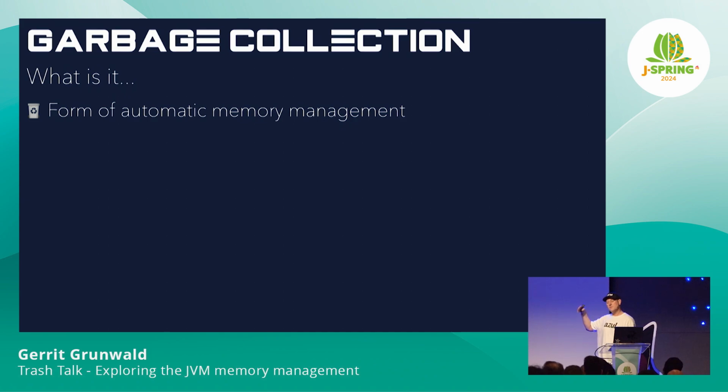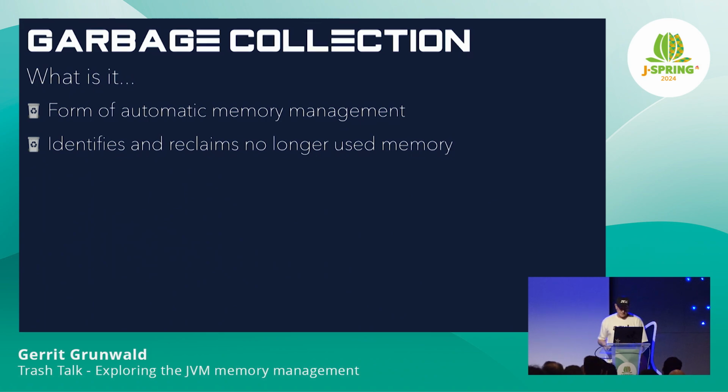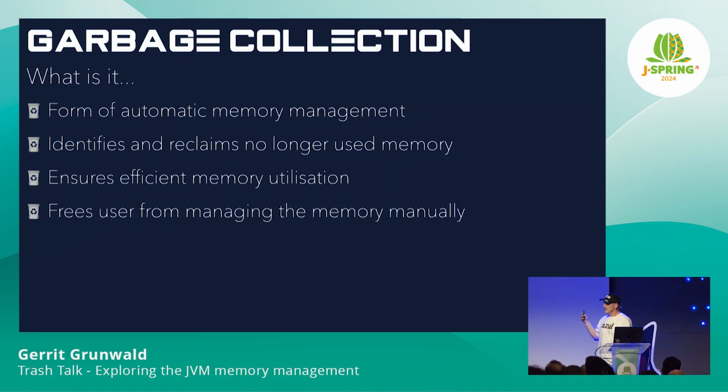There's also automatic reference counting. This is in other languages, like Swift. It also works, and has also its problems, so garbage collection is not free of problems, as we might know. It is made to identify and reclaim no longer used memory, ensures efficient memory utilization, and the most important part is it frees the user from managing memory manually.